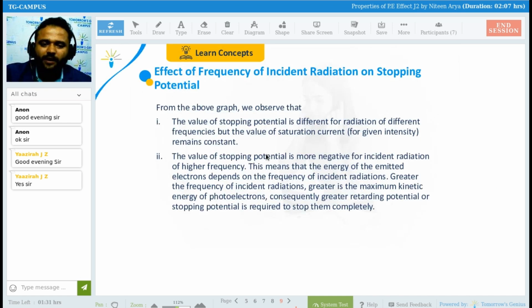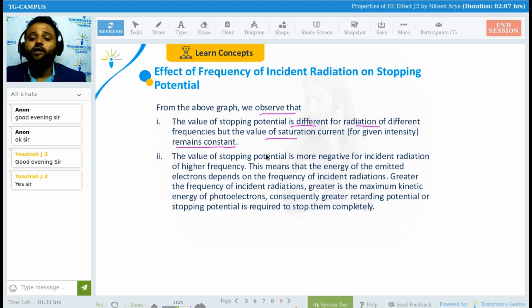Next thing is effect. Whatever effect we have seen on this, we are just going to discuss it, so let's do this in a proper written way. From the above graph, we observe that the value of stopping potential is different for different radiation, for different frequencies, but the value of saturation current for a given intensity remains constant. So that is quite obvious.